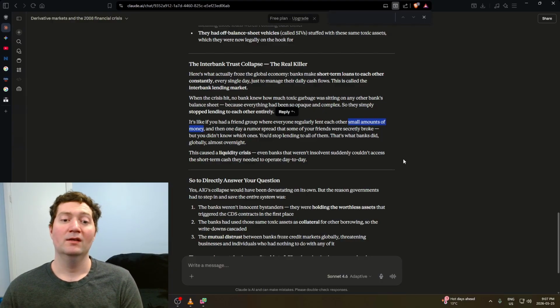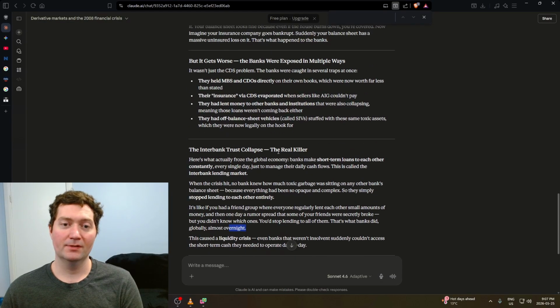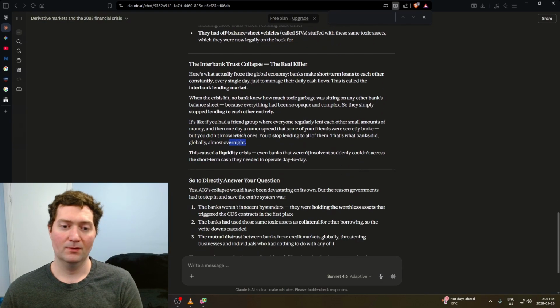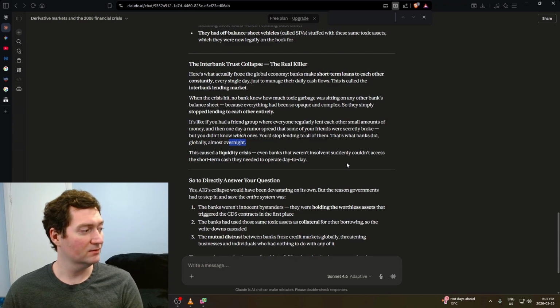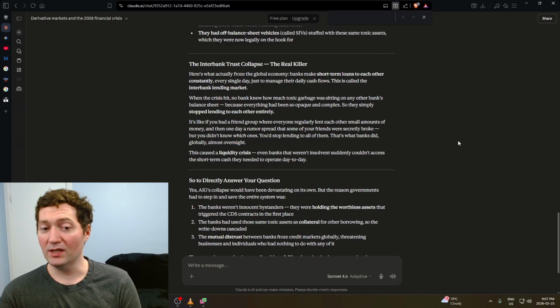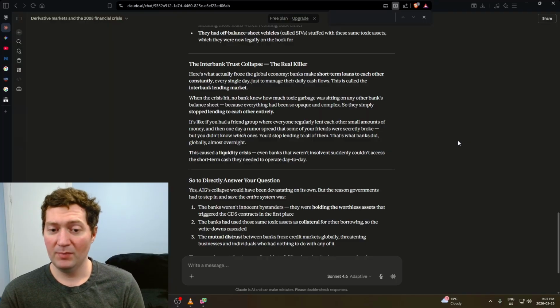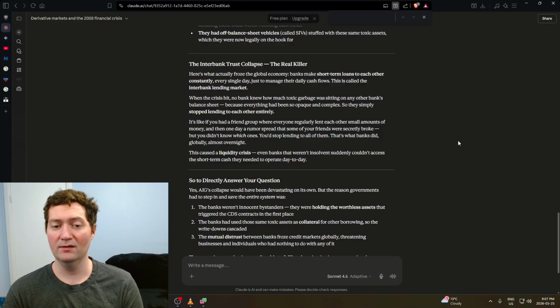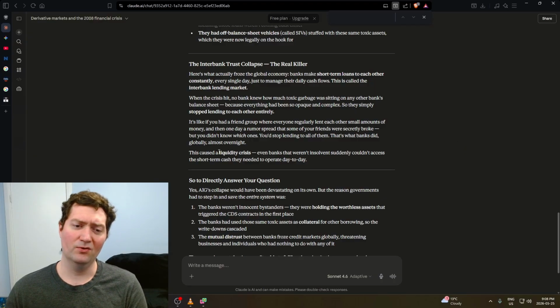I mean, this is what happens when they just start stacking complexity on top of each other, right? This caused a liquidity crisis. Even banks that weren't insolvent suddenly couldn't access the short-term cash they needed to operate day to day. Ooh. I mean, it sounds to me like you're overstretching.